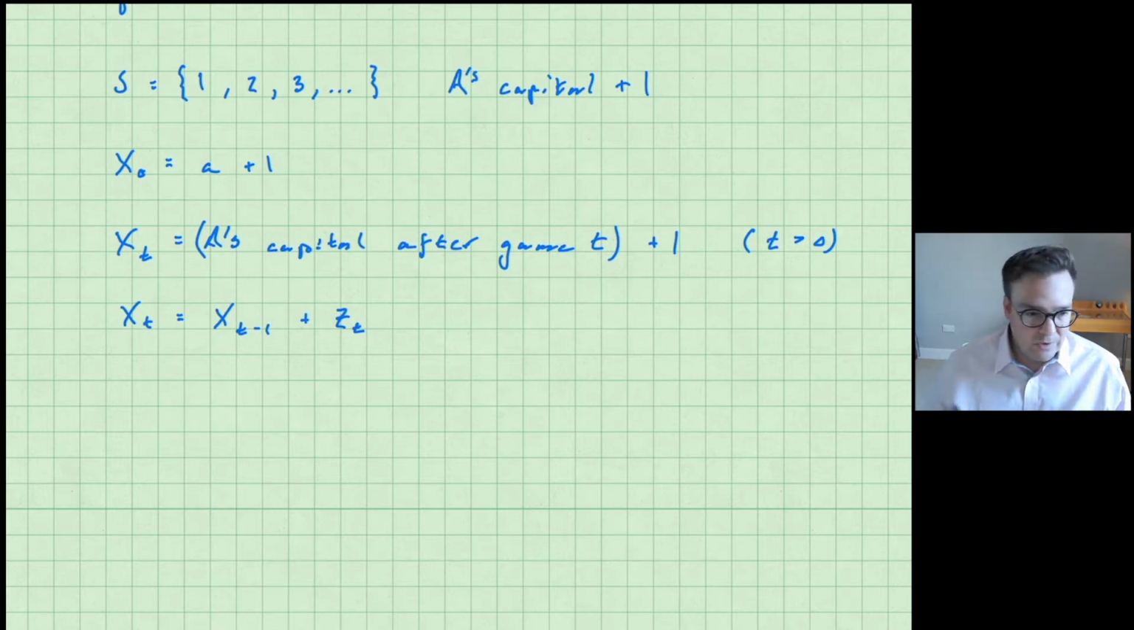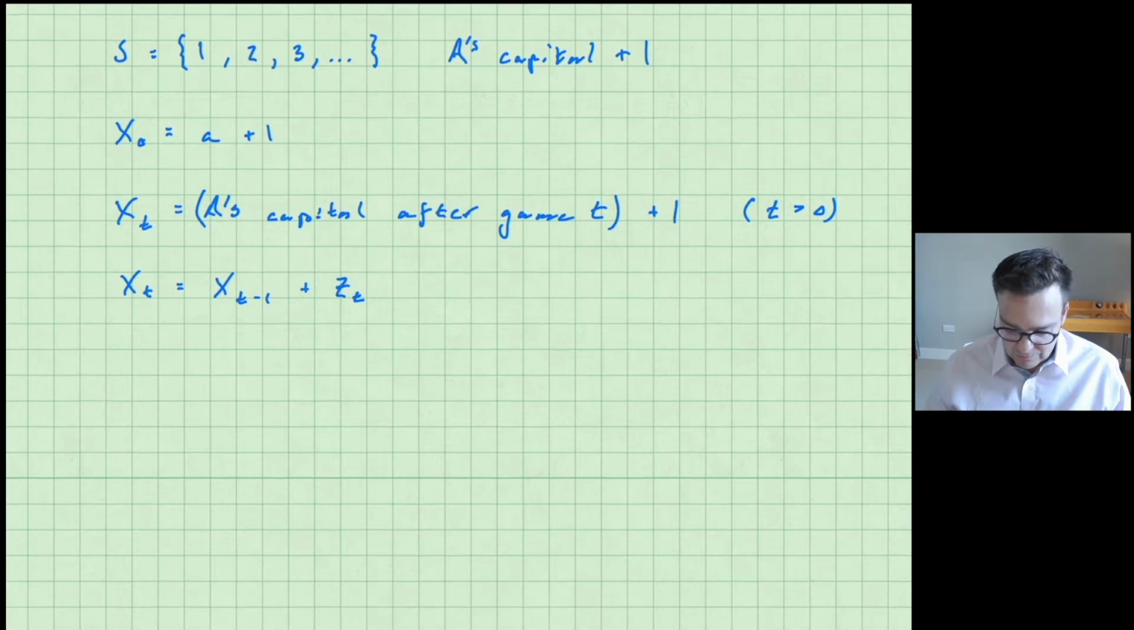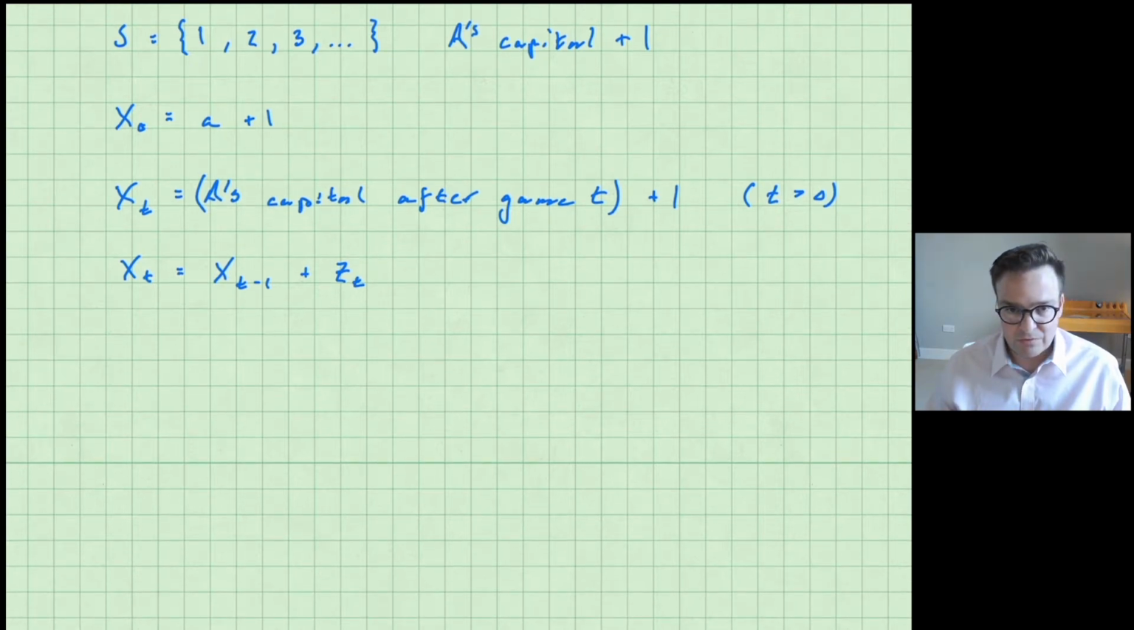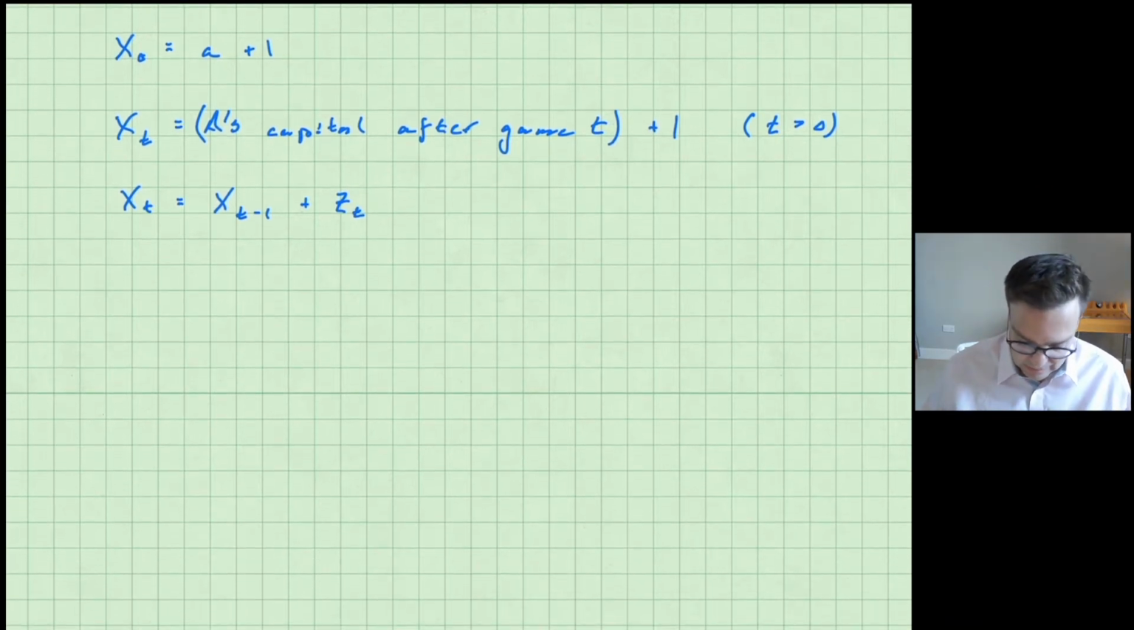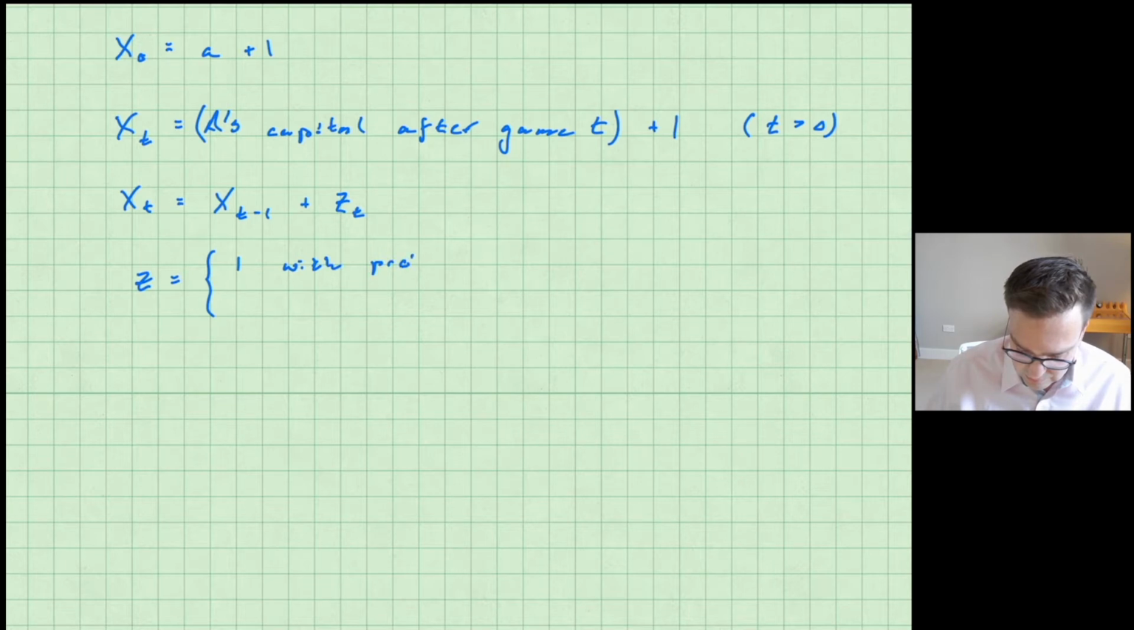And so as you increment forward, you have to look at this random variable z, which tells you whether or not A wins the game. So in other words, z is a random variable, and it's plus 1 with probability p, and it's minus 1 with probability q.